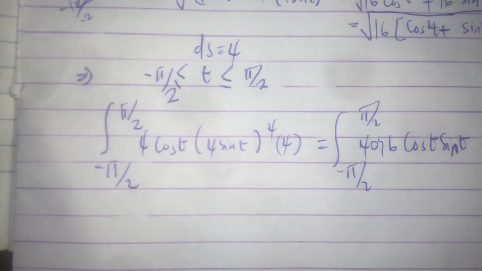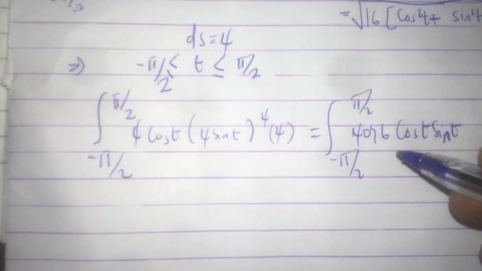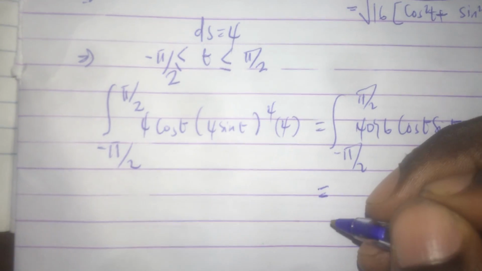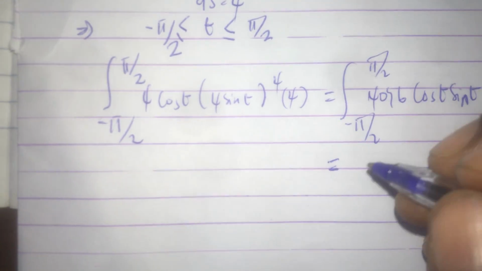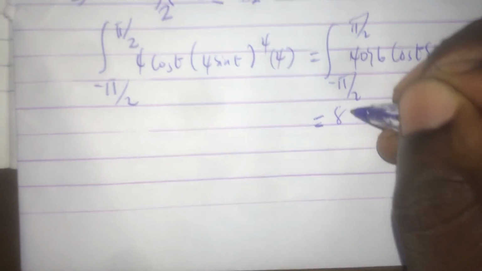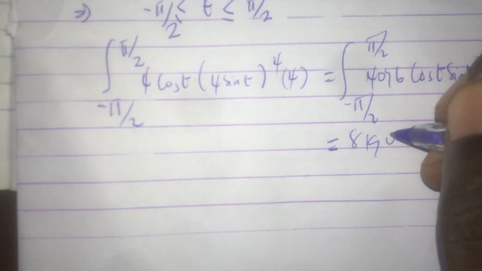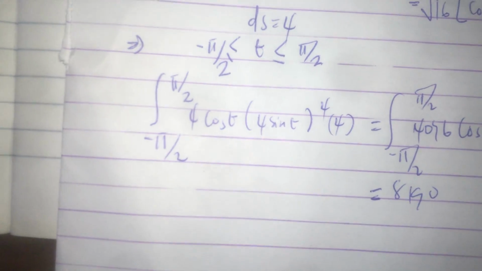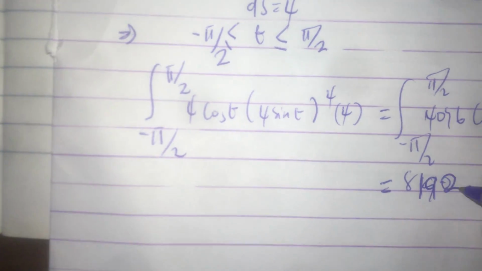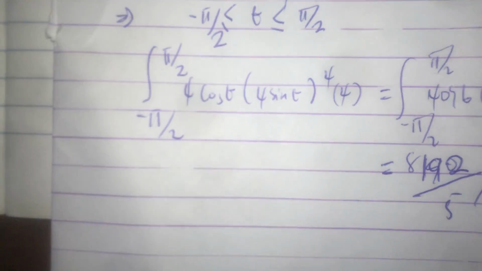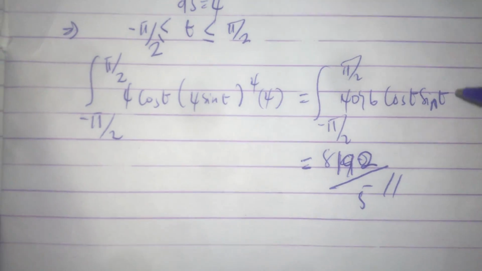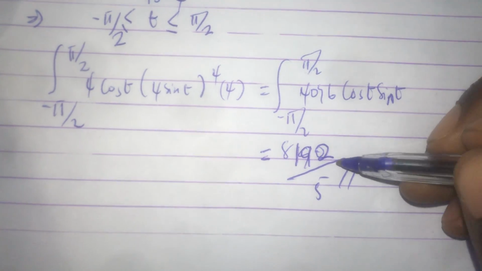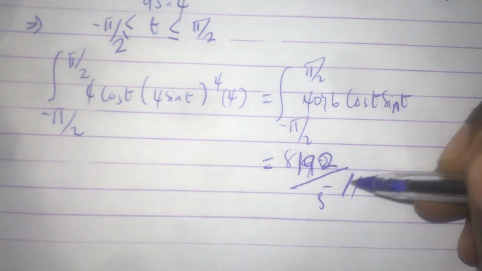To save you the stress, you can put your calculator at radian, and then you compute for this. Then you will get around 819 something. Let me check with my calculator. That's 8192 over 5. Then this becomes your answer. So like I said, to save you the stress, you can put your calculator at radian, and then you compute for this. You get 8192 over 5 to be your final answer. Thank you.